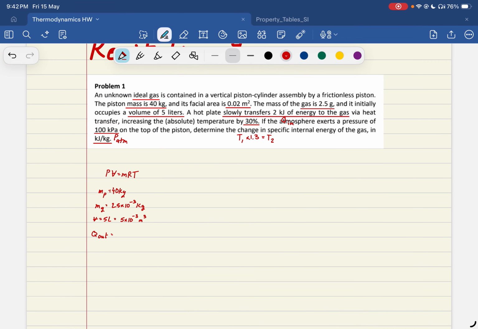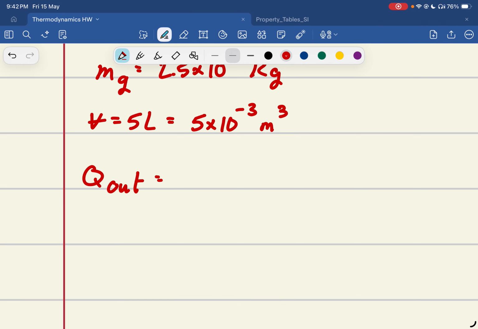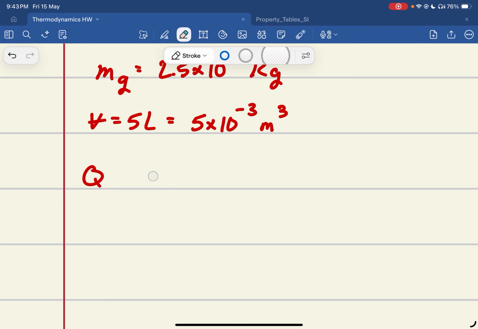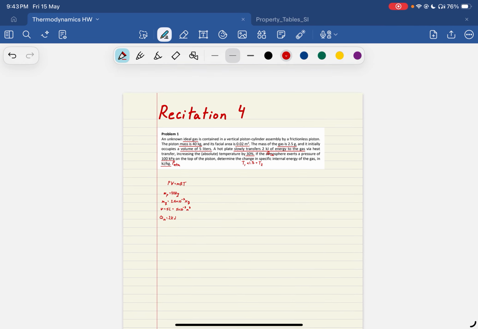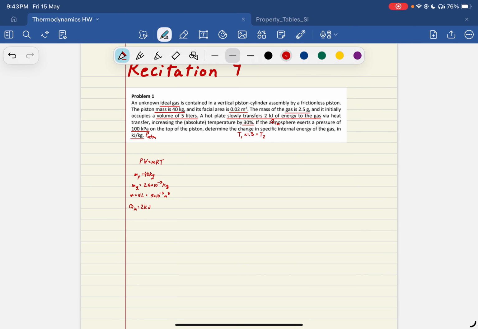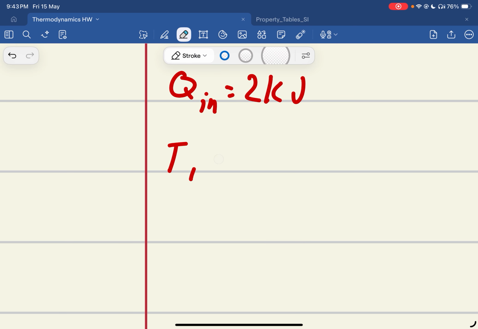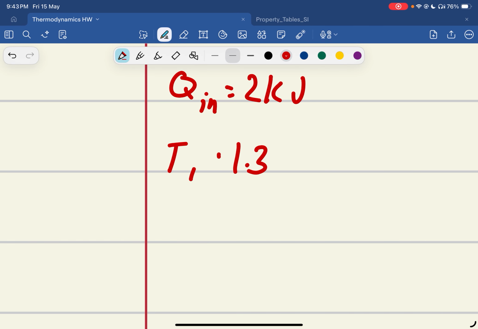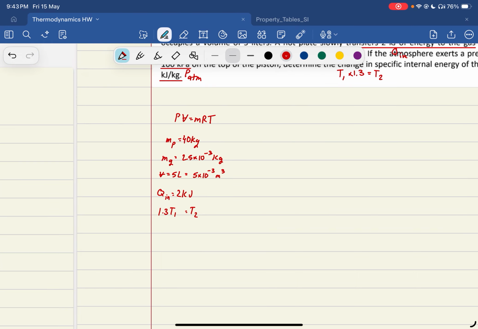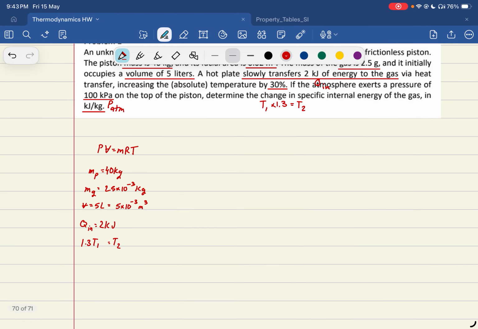Okay, and the hot plate, Q out is 2 kilojoules. Q in, not Q out. Q in is 2 kilojoules, and the heat transfer, and then T1 times 1.3 equals T2, or 1.3 T1. Okay, and we want to find the change in specific internal energy.